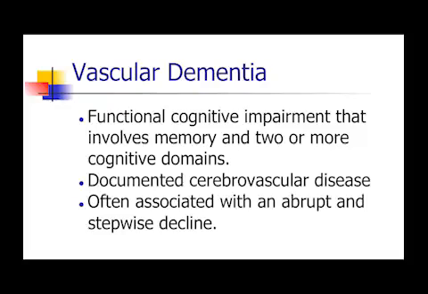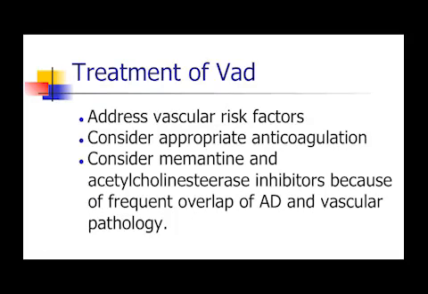At autopsy, almost always patients with what we feel is a heavy vascular component to their brain disease also meet the neuropathologic criteria for Alzheimer's disease. And this is an important factor when we go to treat these patients. We address the vascular risk factors. We consider appropriate anticoagulation. And then we also consider the memantine and one of the acetylcholinesterase inhibitors because of the very, very frequent overlap. Further, vascular disease, even if it's pure, does put the brain at higher risk for Alzheimer's disease, and particularly the hippocampus for progressive decline.